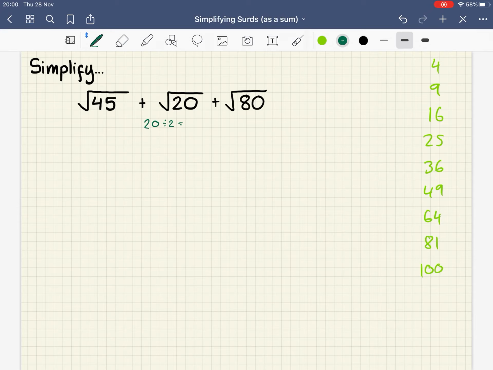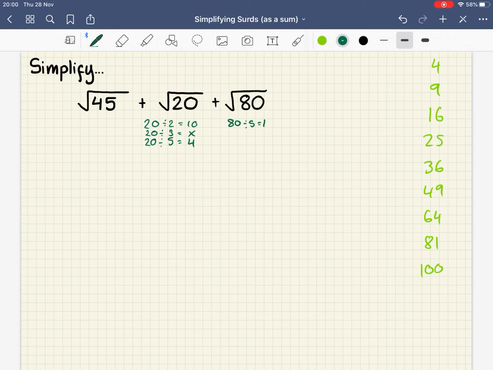And think, right, well, 20 divided by 2 is 10. That's not going to work. 20 divided by 3 doesn't work. Skip 4. 20 divided by 5, that then gives me 4. So I know that works. And I can check with the others.